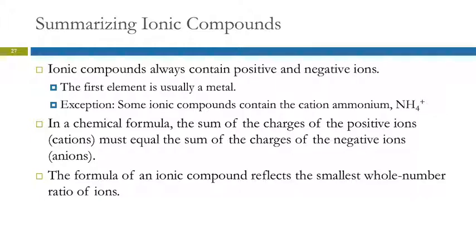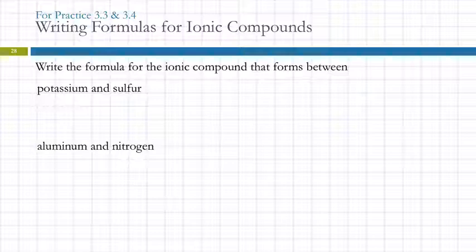And the formula is always going to give us the smallest whole number ratio. So you could write Na4Cl4, and that's giving us the correct ratio, but it's not the simplest. And so we're always going to go with the simplest formula for ionic compounds. So let's do some examples here.